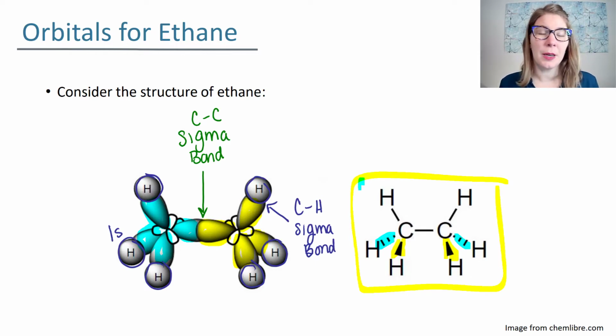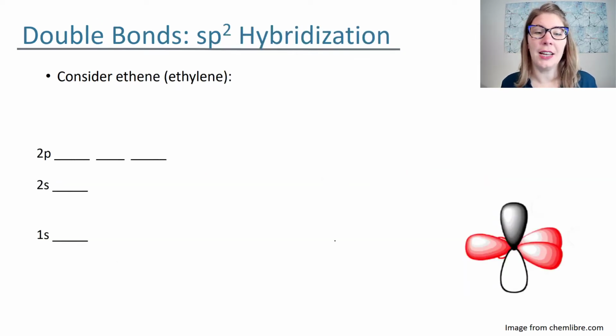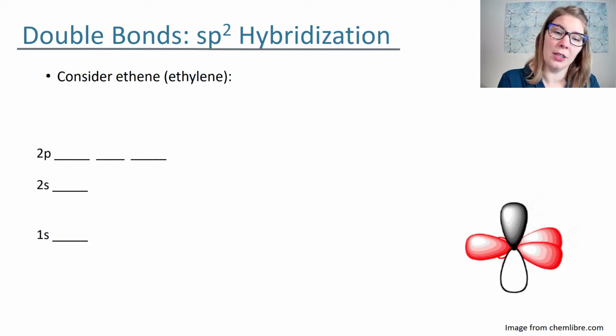So even though these pictures are really confusing, I'm going to keep showing them to you with the hope that they end up making a little bit of sense, so that we can start to imagine the orbitals that are creating different bonds. Now let's look at sp2 hybridization. For sp2 hybridization, we're going to change our structure from ethane to ethene.